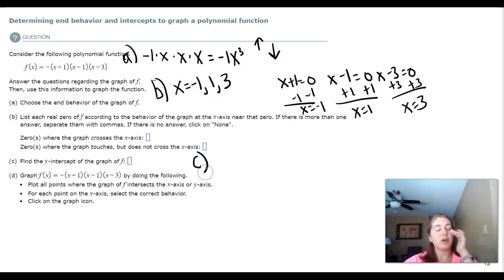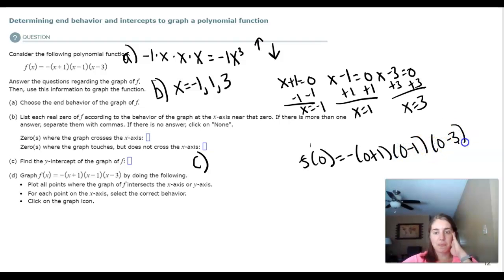C asks us to find the y-intercept of the graph. So that basically wants f of 0. So what does it look like when I put in a 0? We end up getting a negative 3. So it would be negative 3, and then D, it wants us to plot all of this with the information.